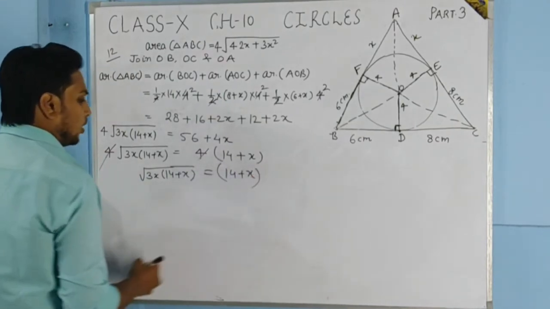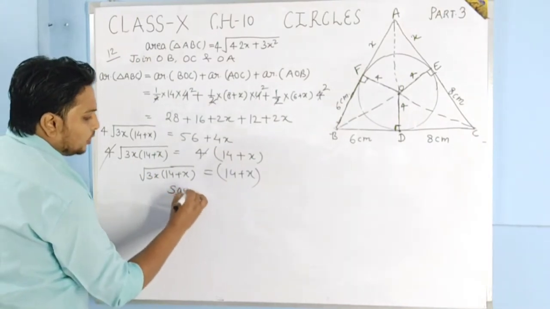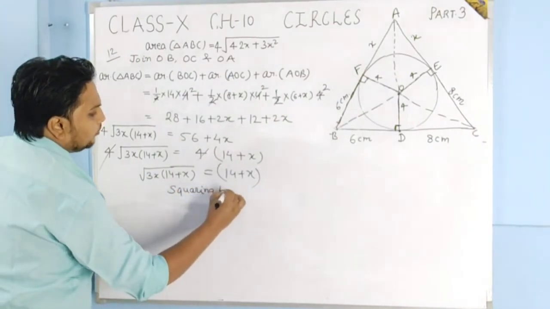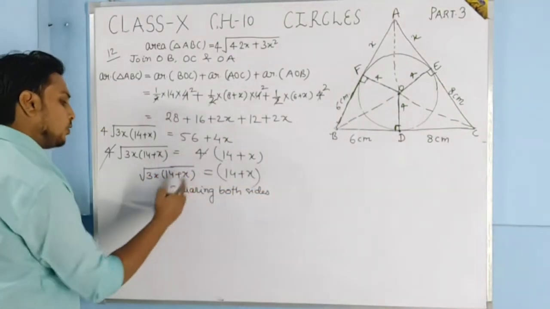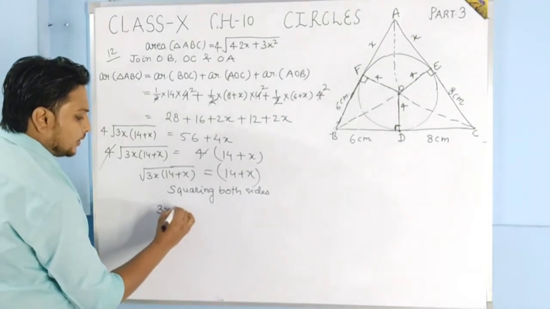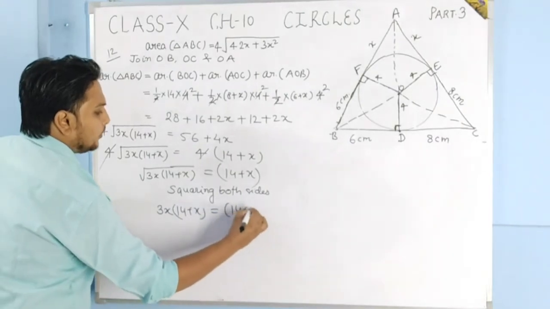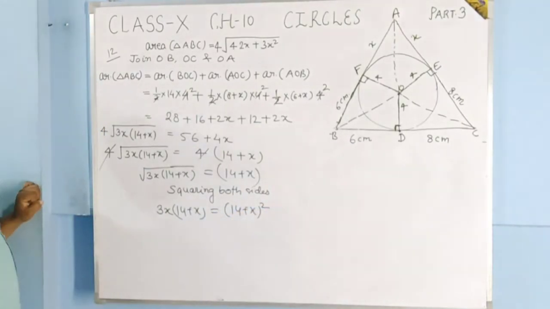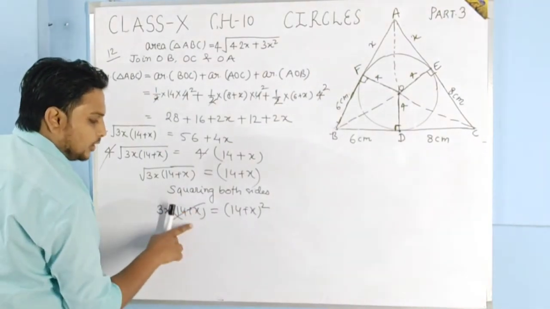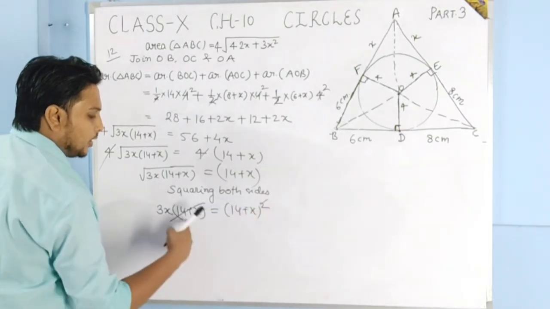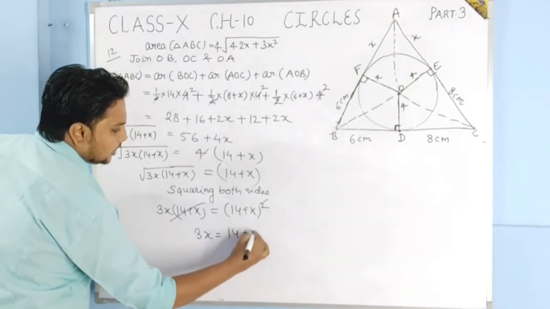Okay, to simplify it we have to square both sides. Okay, squaring both sides. So when we will do the square, this square root will be removed. So it is 3x, 14 plus x. Okay, and here it is 14 plus x whole square. So when we want to simplify it, this 14 plus x one time here and this is 2 times here, so it will cancel out one time. So what is left? 3x is equal to 14 plus x.